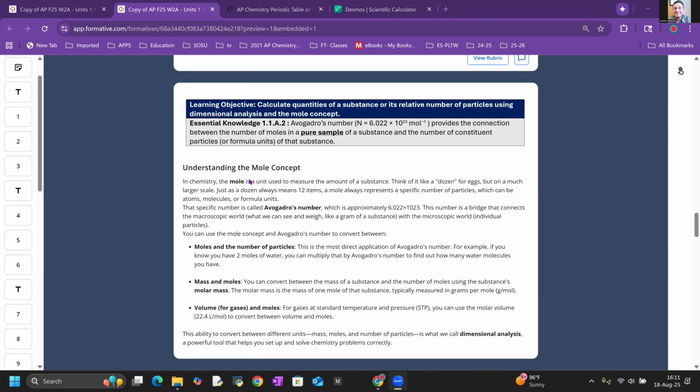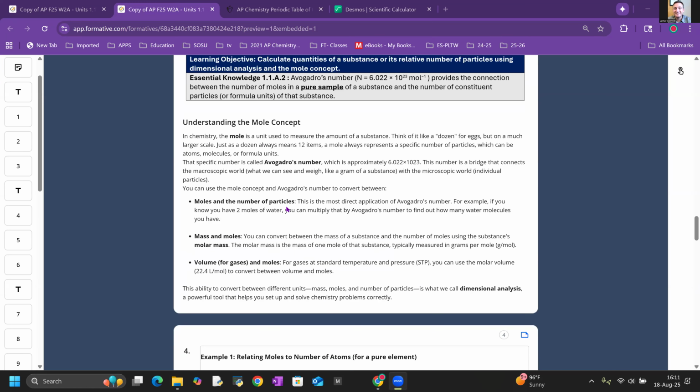Understanding the mole concept, remember that a mole is representing a number, no different than dozen means 12. Mole means 6.02 times 10 to the 23rd. Also can be called Avogadro's number. And so moles and the number of particles is the most direct application of Avogadro's number. For example, if you know there are 2 moles of water, you can multiply by Avogadro's number to find out how many molecules of water you have.